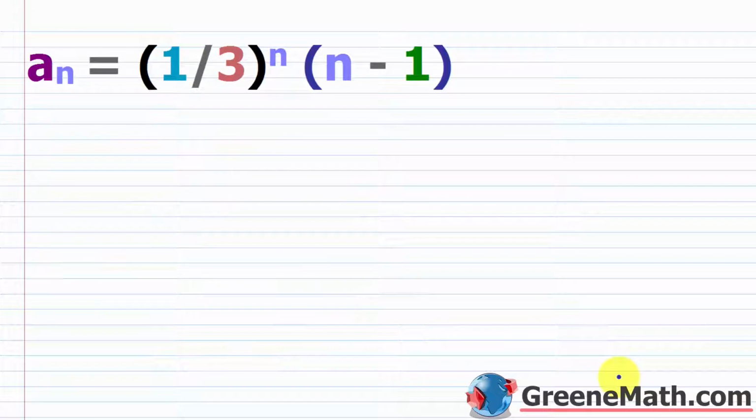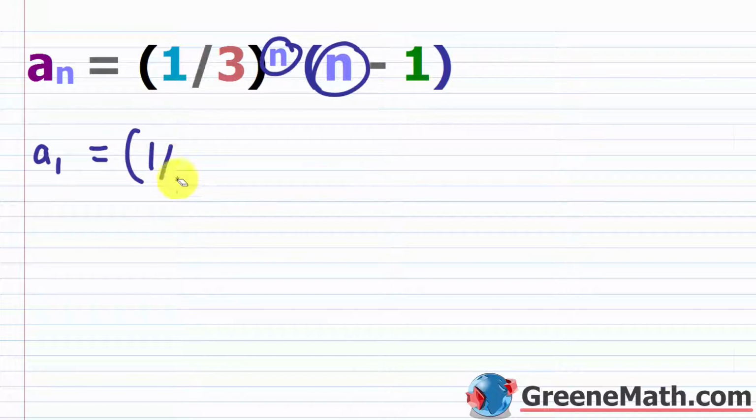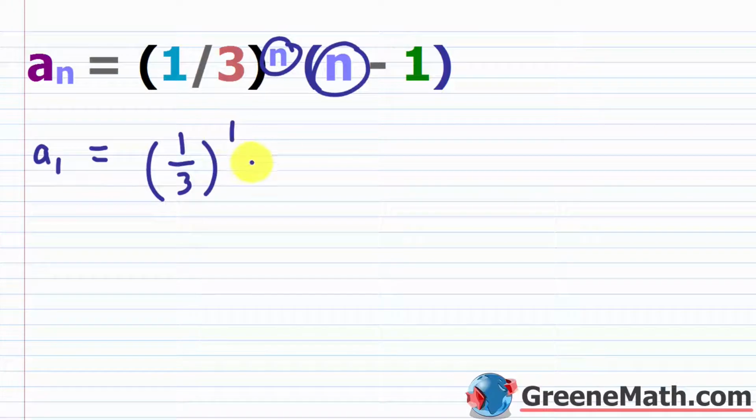Okay, let's do one more real quick. So we have a sub n equals 1/3 raised to the power of n, and then times n minus 1. Okay, so this one's a little bit more tricky. But again, all I'm doing is plugging in there and there, okay? So I have a sub 1, always start with 1, okay? Then you have 1, let me kind of write this a different way. So 1/3 raised to the power of 1 times, you're going to have 1 minus 1. And we know that 1 minus 1 is 0, and anything times 0 is 0. So we can just say this is 0. Okay, so that's the first guy.